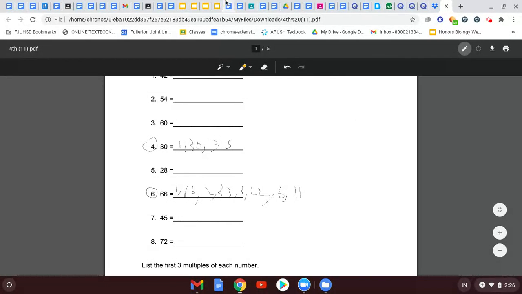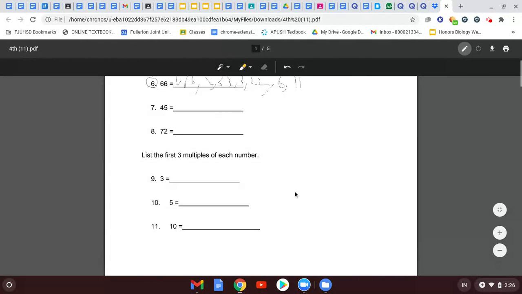Then the next number, there is no other number. We can do 11 times 6, but we already wrote that down, so it doesn't matter. Therefore, the factors are 1, 66, 2, 33, 3, 22, 6, 11. Okay, let's try doing multiples now.